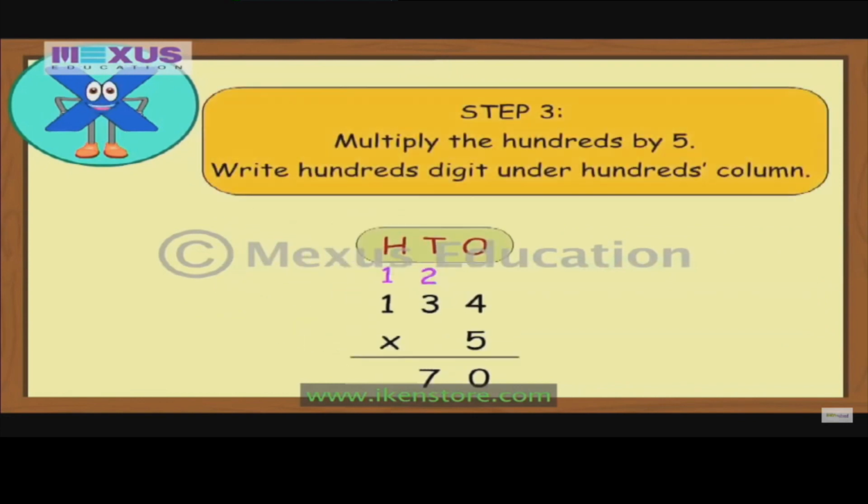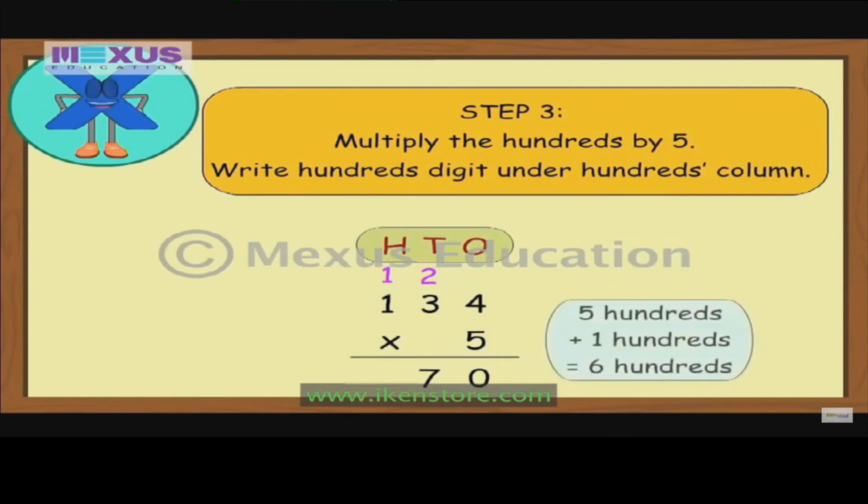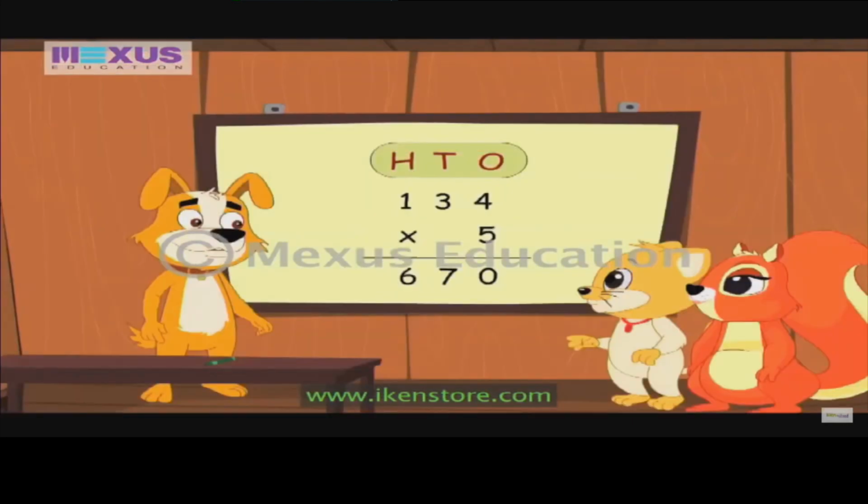Now 5 times 1. Multiply the 1-digit number with the hundreds. Excellent, guys. Add the carry over above hundreds with the answer. So we get 6, 7, 0. The final answer is 670.